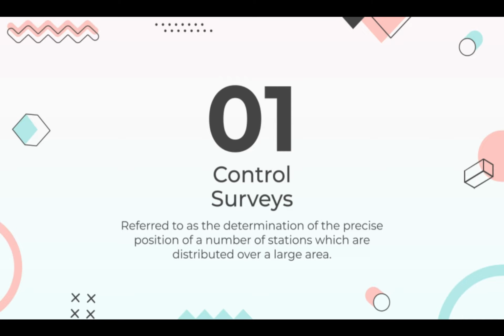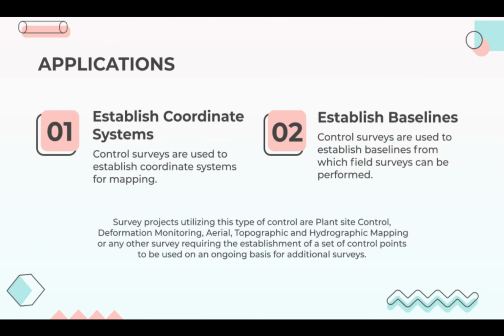Now let's proceed to control surveys. Control surveying is referred to as the determination of the precise position of a number of stations which are distributed over a large area. For its applications, control surveys are used to establish coordinate systems for mapping. Moreover, control surveys are used to establish baselines from which field surveys can be performed.